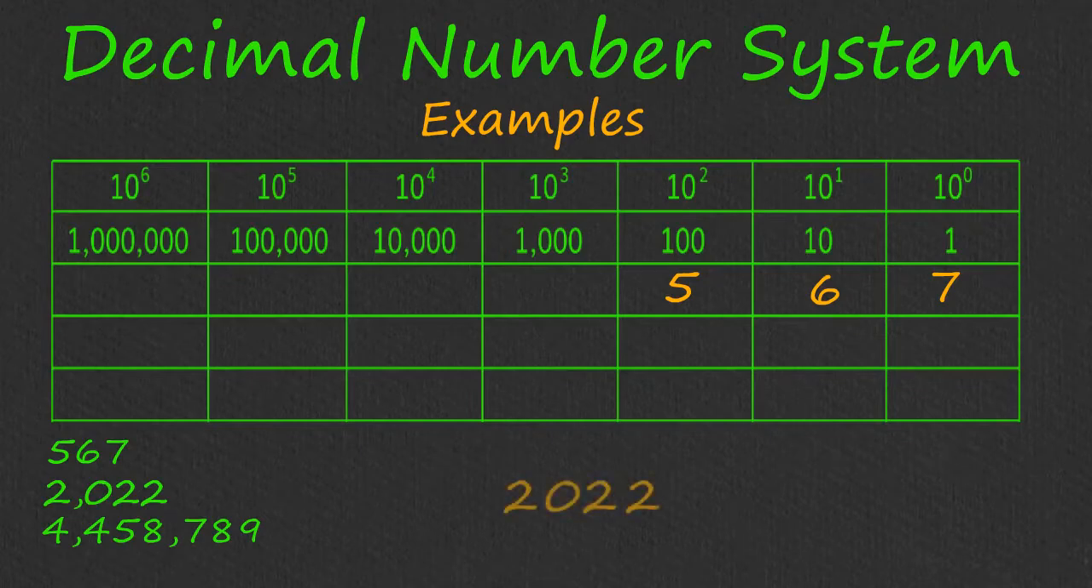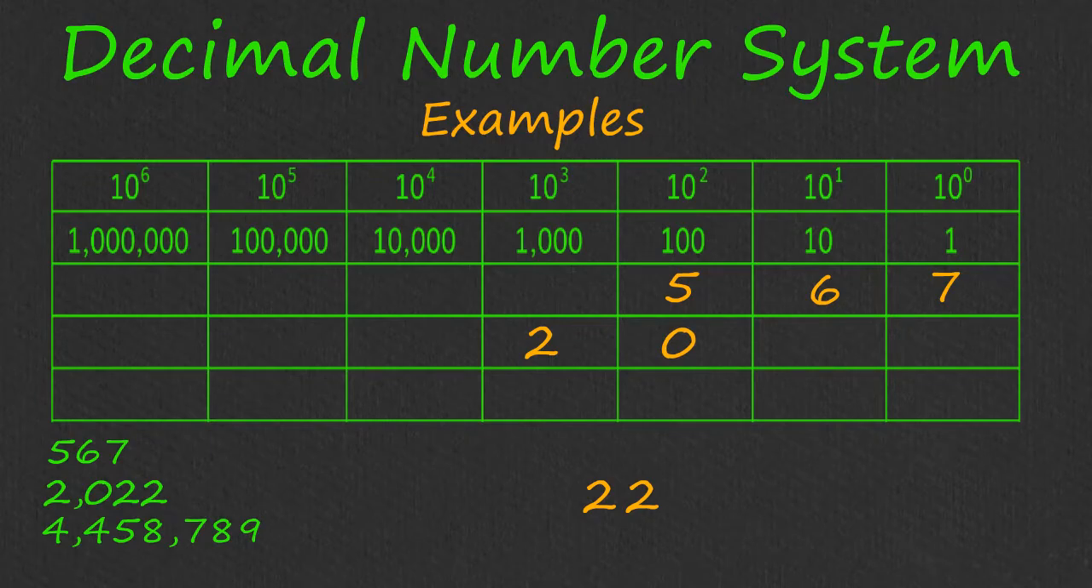The next number is 2022. This number has 3 twos and 1 zero digit. The highest place value is the thousands or 10 cubed, so we can place the first 2 in there. The next digit in our number is the 0, and it is at the hundreds or 10 squared place value.